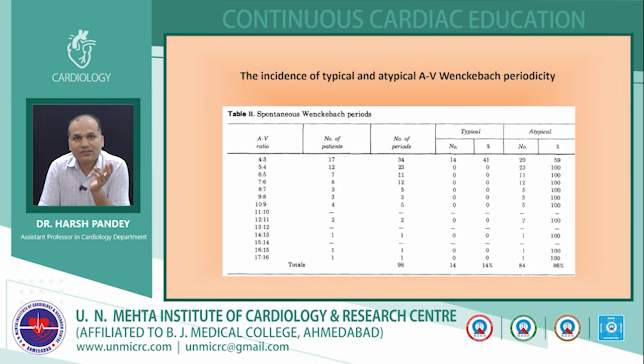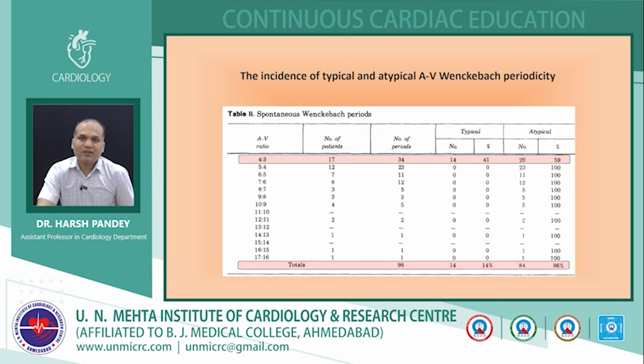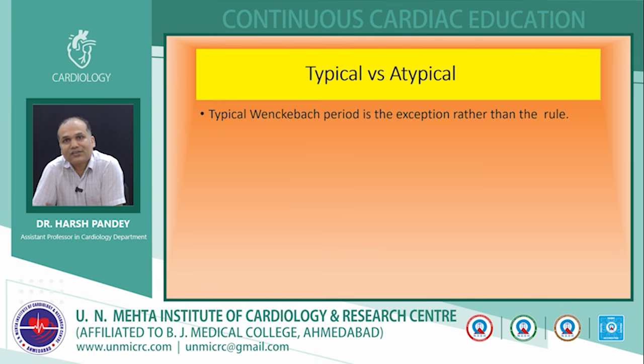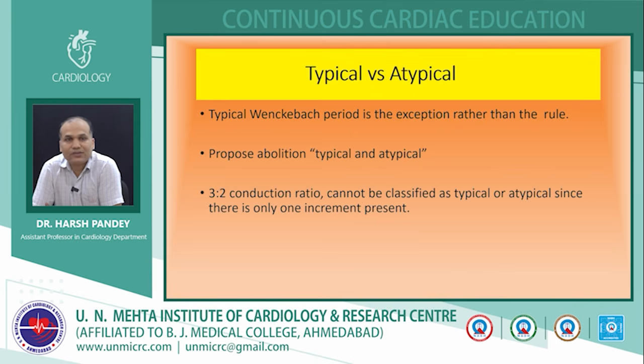They also studied spontaneous Wenckebach periods. In that, they found only 14% of patients showed the typical Wenckebach phenomenon, and a higher number, 86% of the patients, showed atypical Wenckebach phenomenon. So they said that typical Wenckebach phenomenon is an exception rather than the rule. They also proposed to abolish the terms typical and atypical Wenckebach phenomenon, and said a 3:2 conduction ratio cannot be classified as typical or atypical since there is only one increment present in the 3:2 conduction.